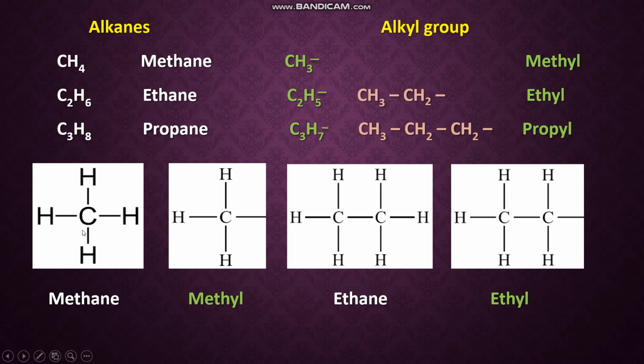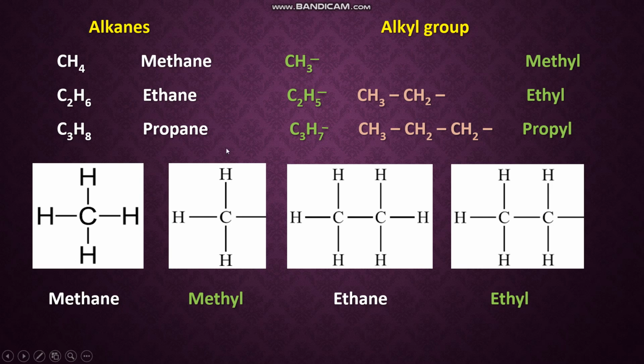So this is methane, this is a methyl group. Methane is CH4, methyl CH3 with one bond. This is ethane, C2H6 and this is ethyl group, C2H5 with one bond. This also we can represent as CH3, carbon and hydrogen together, CH3, one bond, then CH2, one bond.